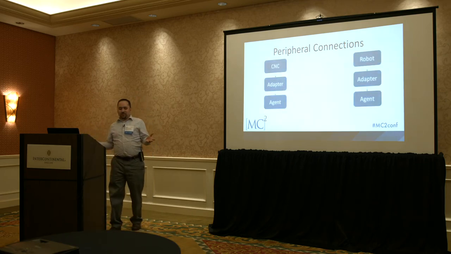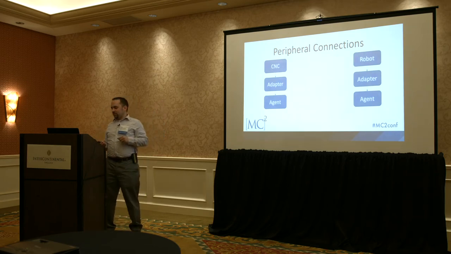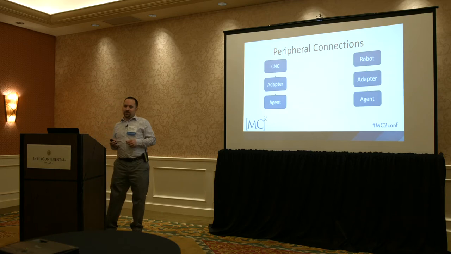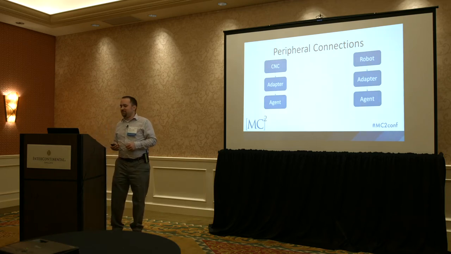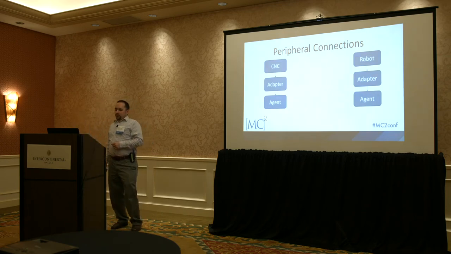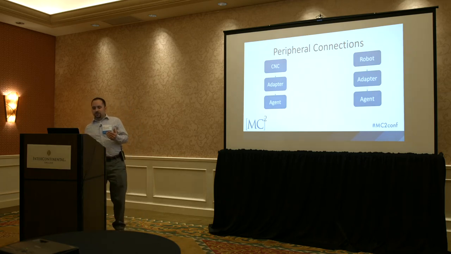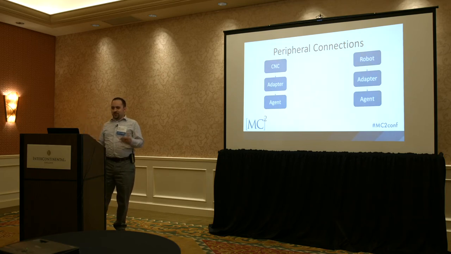So we have a basic chain set up on each side here. We've got a CNC with an adapter and an agent. We've got a robot with an adapter and an agent. That agent could actually be the same agent. It doesn't really matter. But in this case, we're talking about two discrete architectures. So from this point here, we really don't have any communication between the two. The CNC is outputting its stuff, the robot's outputting its stuff, and that's it.